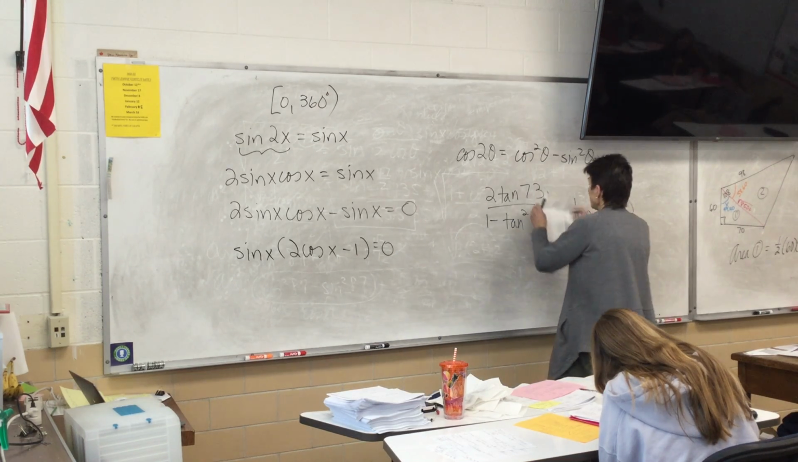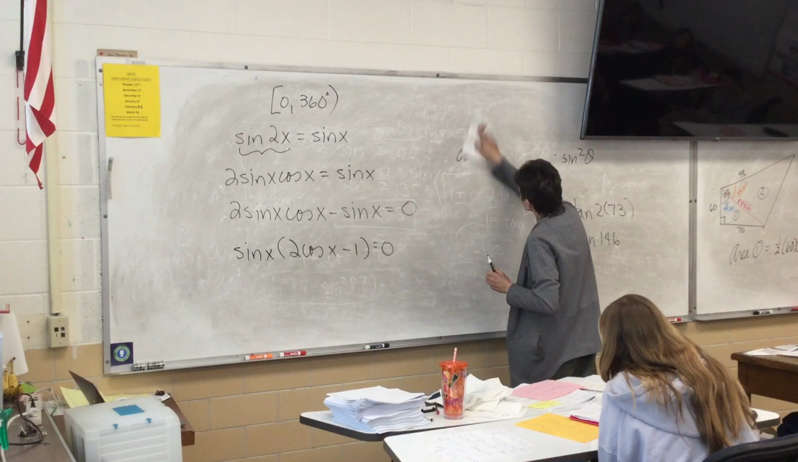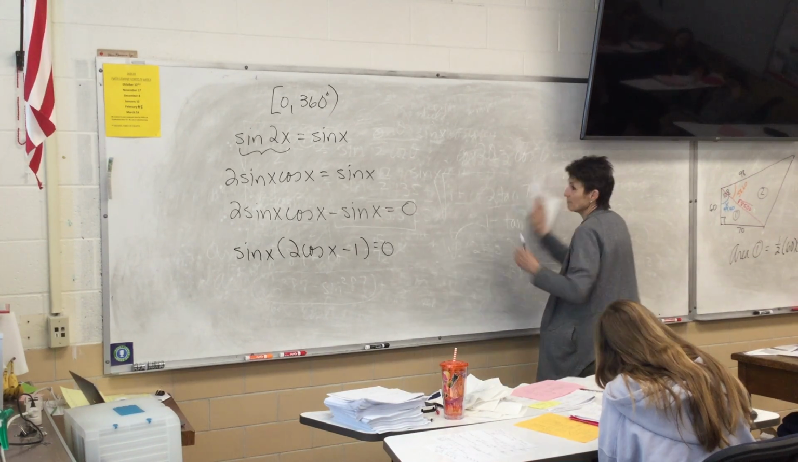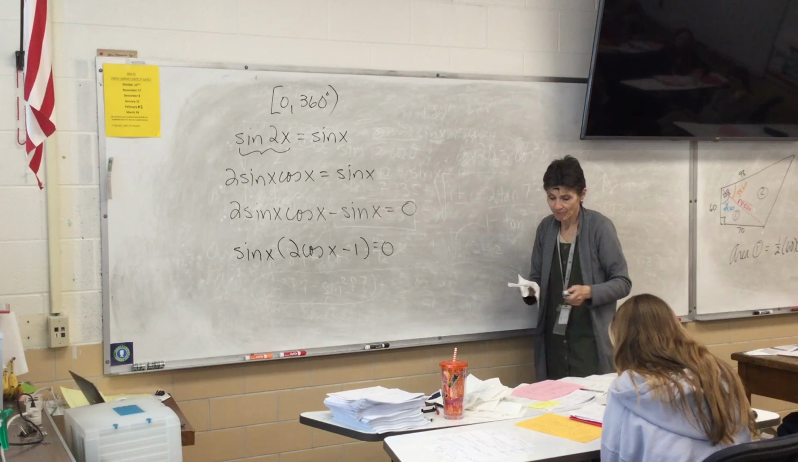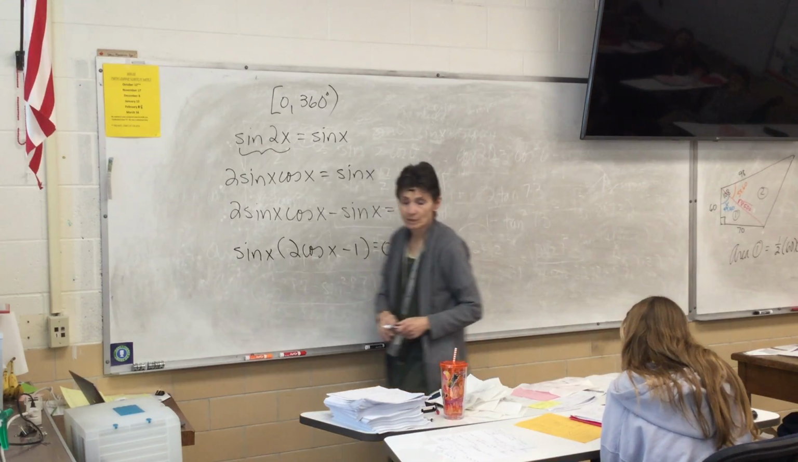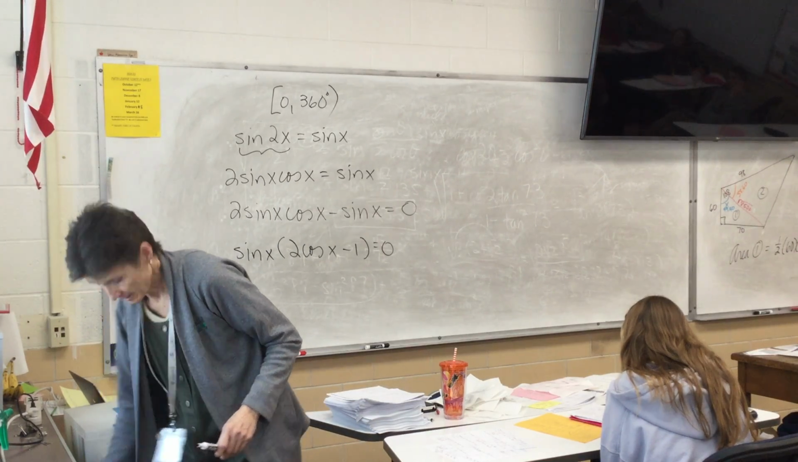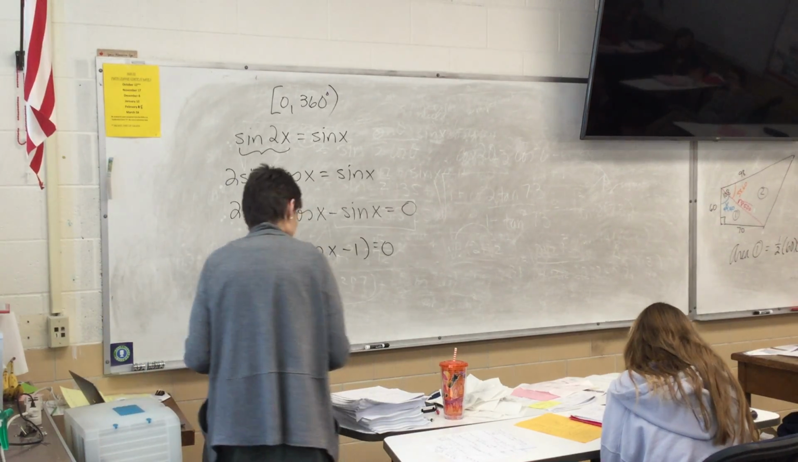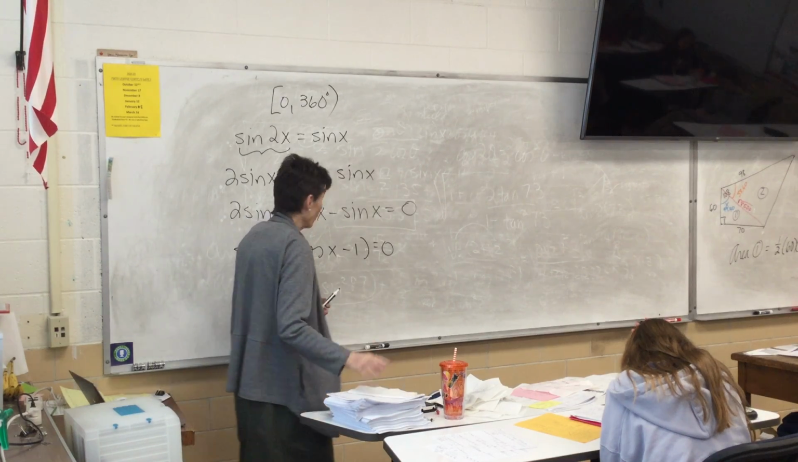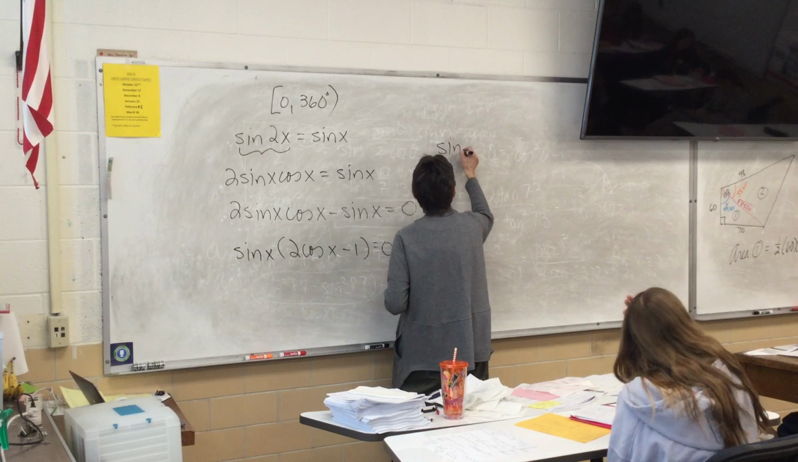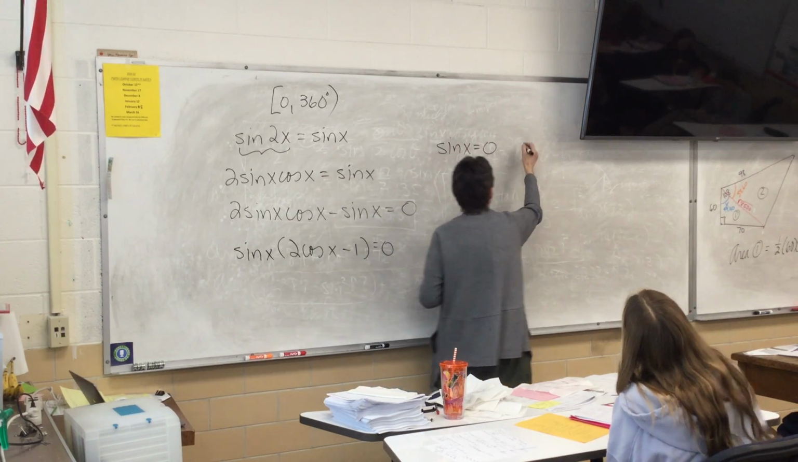Now, I'm going to hear from somebody else. What do I do now? I've gotten my 0, and I have factored. So what do I want to do next, Ollie? You want to set the sine x equal to 0. Exactly. That is exactly right. Once you get the thing factored, you're going to set both of the factors equal to 0.